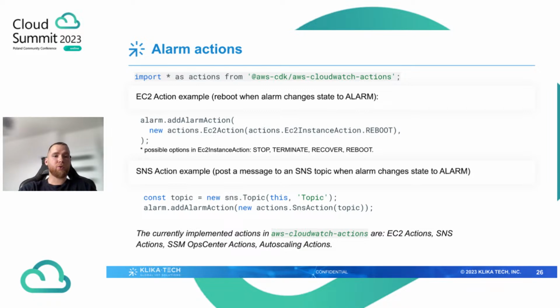And in addition to EC2 and SNS actions, there are other types of actions that can be used when an alarm is triggered in CloudWatch. For example, SSM Operations Center actions can be used to create operations items in AWS Systems Manager, or autoscaling actions that can be used to modify the desired capacity of an autoscaling group in response to an alarm state change.